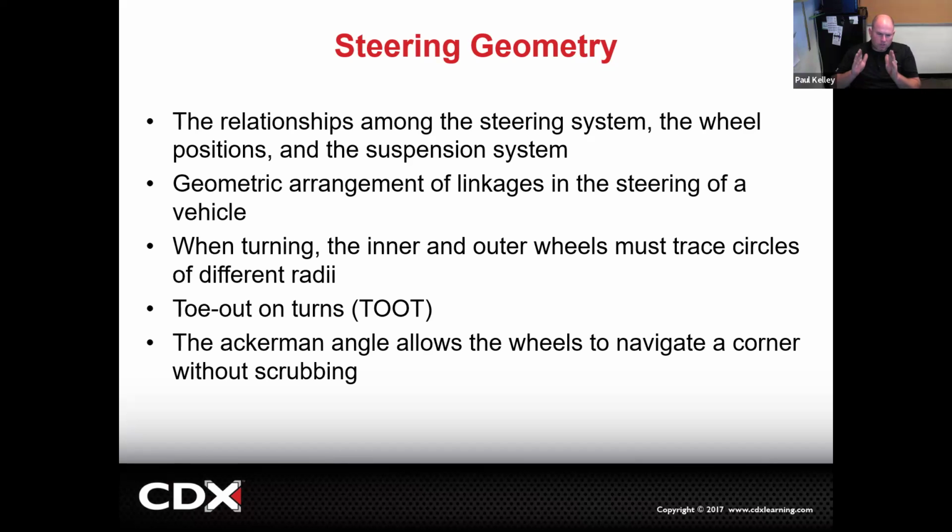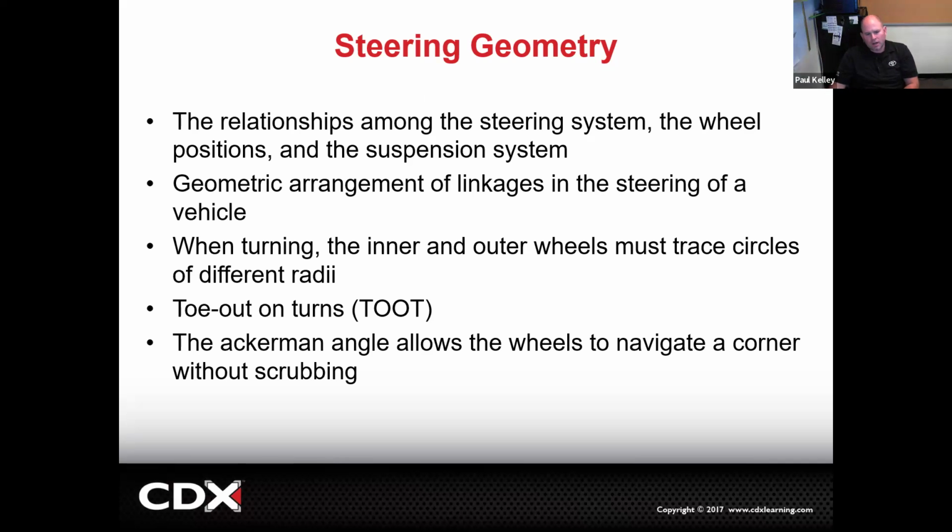If you're going around a circle, both wheels shouldn't turn at the same rate. You'd actually need your toe out to increase as you turn. So dead straight, they should be the same. As you turn, you should get more and more toe out. When? On turns. Toe out on turns.